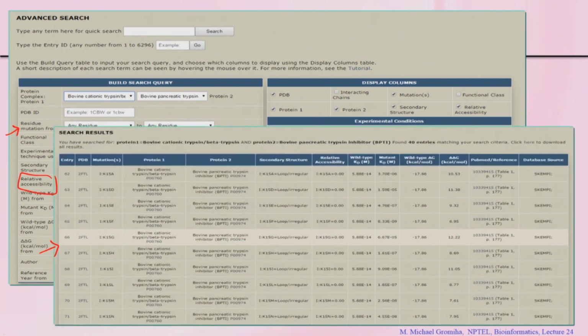Now, this is the result. For example, if I put the data bovine cationic trypsin and this protein 2, you can see the inhibitors. So, you can see this is a trypsin, this is a trypsin inhibitor, you can get all the data. So, this secondary structure is loop, accessible surface area is completely buried, and you can see the wild type Kd, and the mutant Kd, and the delta G values, you can see all the values.